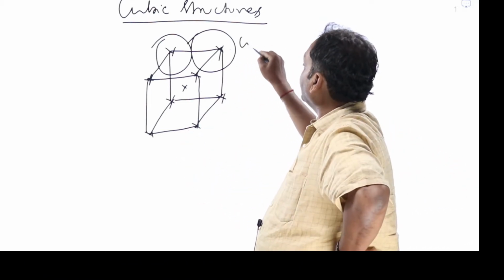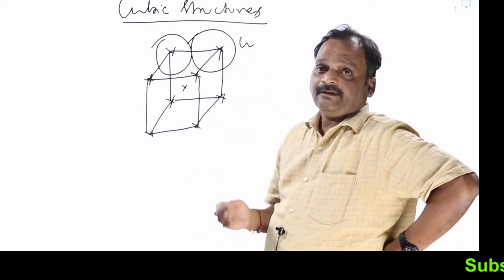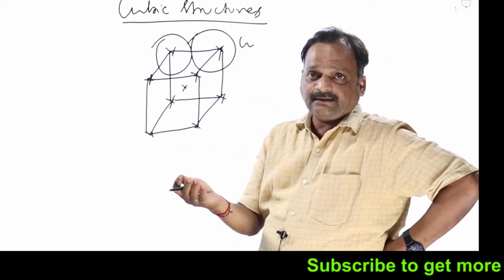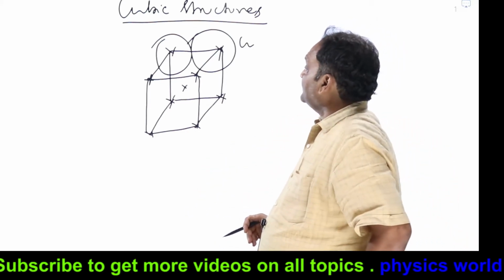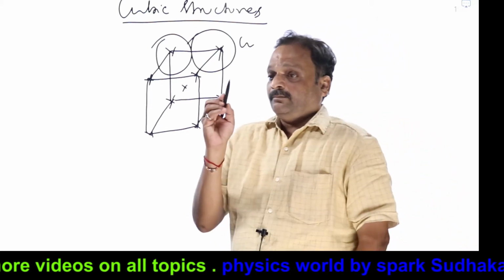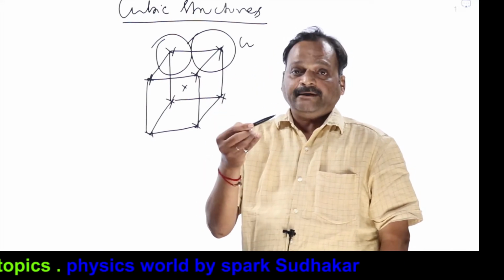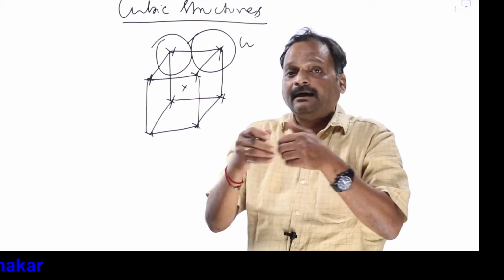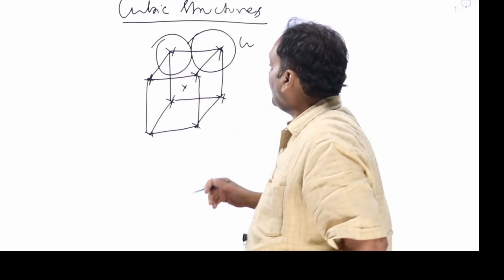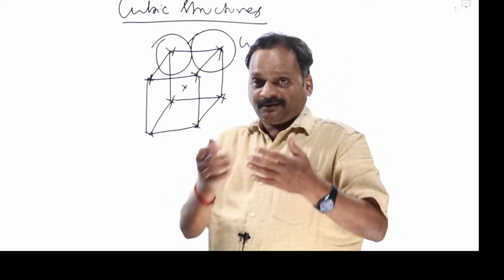If I put copper atoms here, I'll get a copper crystal. If I put silver atoms, I'll get a silver crystal. If I put iron atoms, I'll get an iron crystal, like that. Now what happens if I put more than one atom at each lattice point? I can put two atoms at each lattice point. They are called two atom basis structures. How do we analyze those two atom basis structures? Now we are going to see.